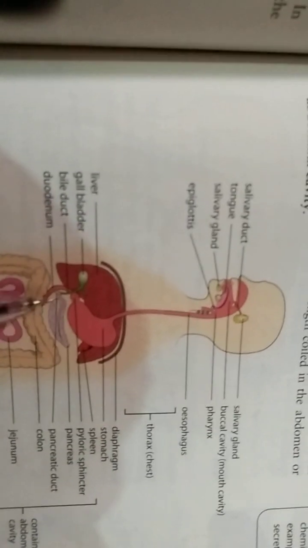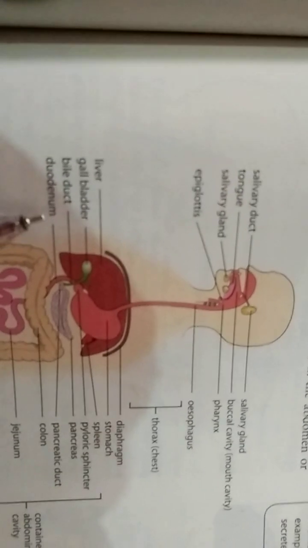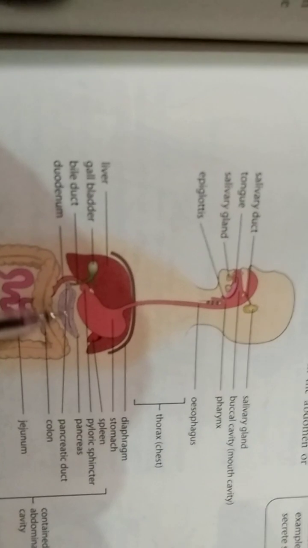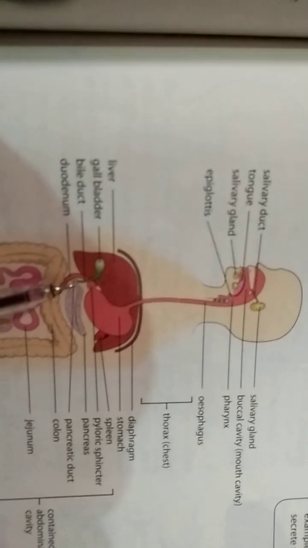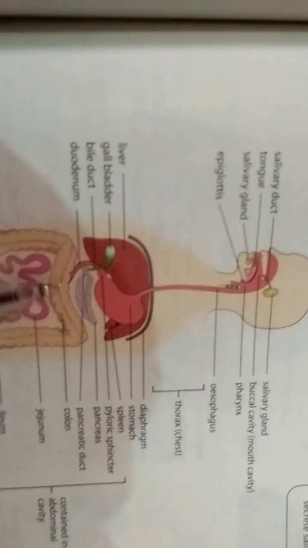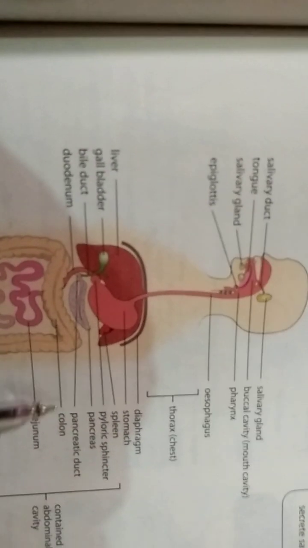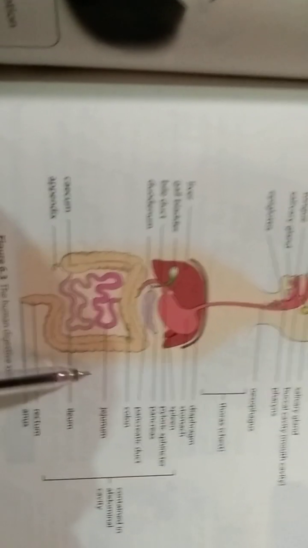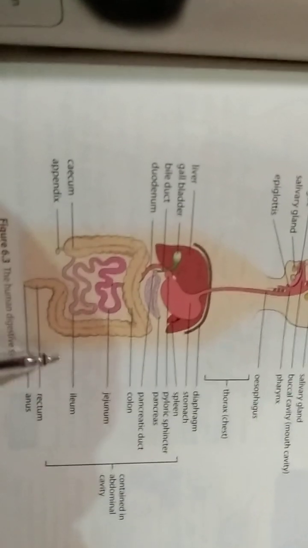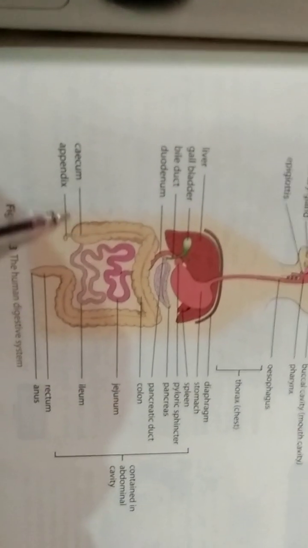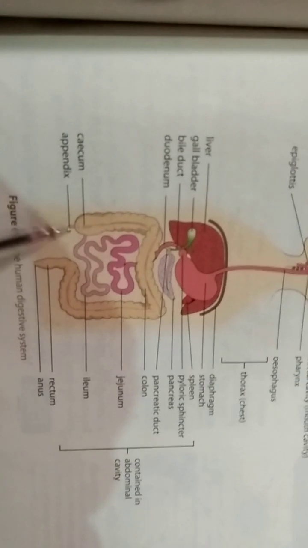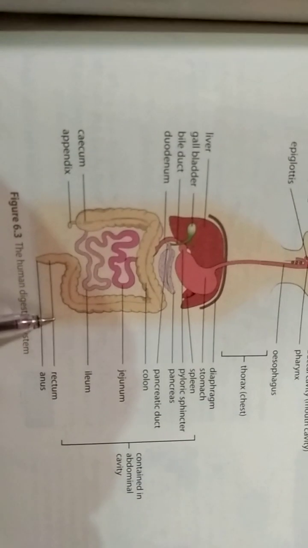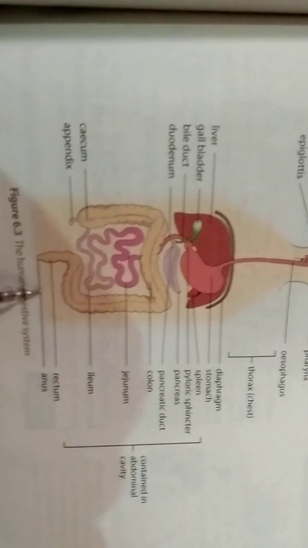and here is the small intestine called the duodenum, pancreatic duct, that's the pancreas, and here is the pancreatic duct. This part of the large intestine is called the colon, and inside the structure is called the duodenum. Here is the ileum, cecum, appendix, and those are the parts of the appendix. And here is the last part, the rectum and anus.